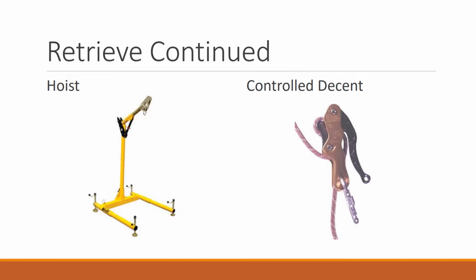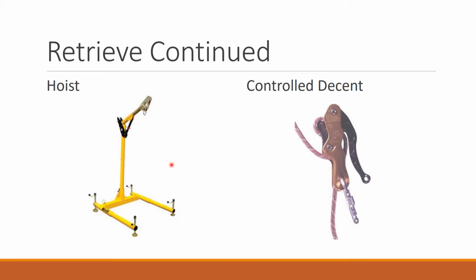Retrieval continued. Our third piece of equipment in the retrieval confined space topic is the hoist. The hoist is used when a tripod cannot be used in event of an emergency. For example, if a confined space entry is too large for the tripod to span over, then the hoist would be put in place to take the place of the tripod.